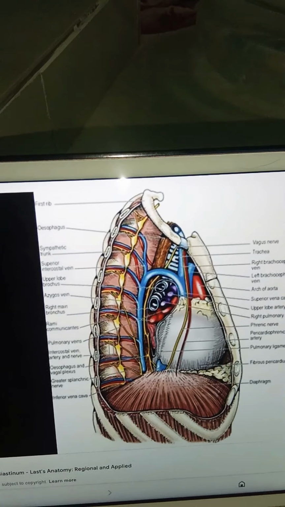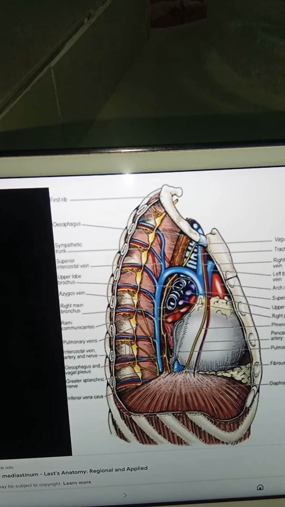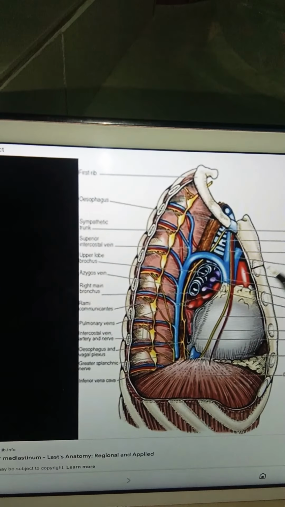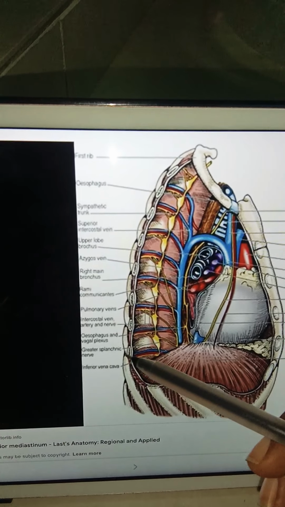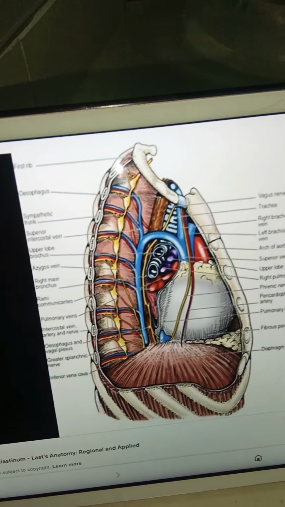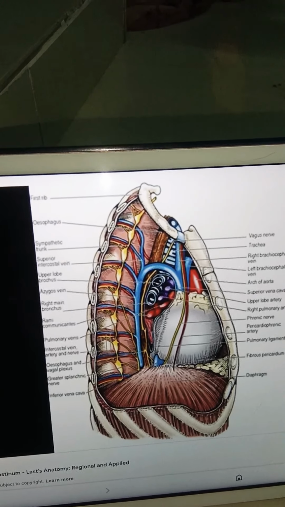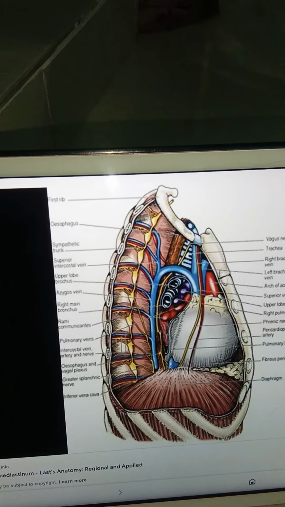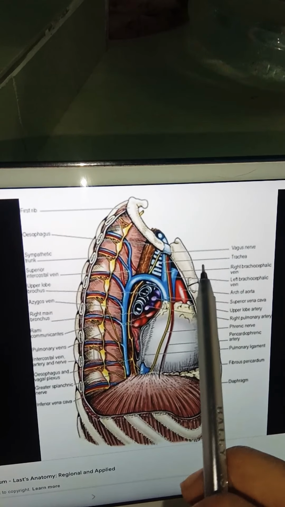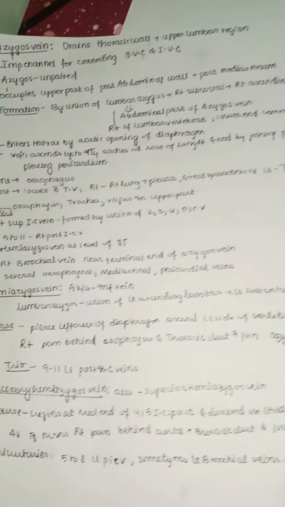Mainly on the right side you will have structures like the right lung, of course the right pleura, and also the greater splanchnic nerve. On the left side, which you can't see in this diagram, you will have the thoracic duct, the lower part of the aorta, and the esophagus, trachea and vagus are present in the upper part. The esophagus, the vagus nerve and the trachea are mainly present on the upper part to the azygous vein. These are the structures related to the azygous vein.